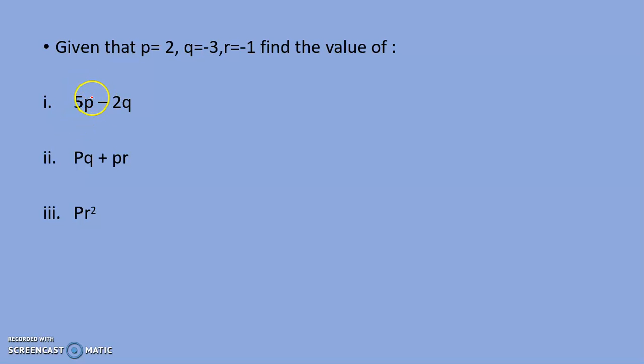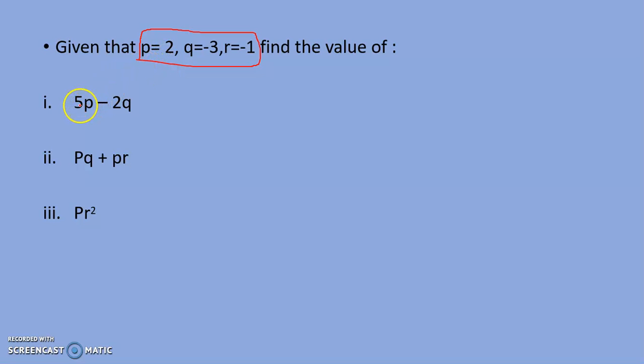Here we have 5p minus 2q. Now in this case, you have to read the instruction carefully. It says, given that p equals 2, q equals -3, r equals -1, find the value of. Now these right here are our key in finding the solutions for these questions. So one says 5p minus 2q.